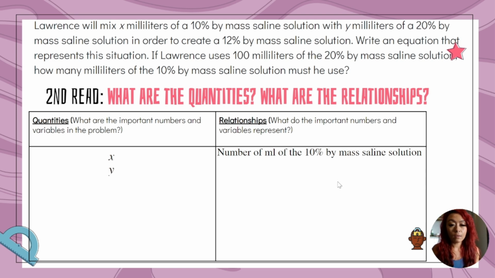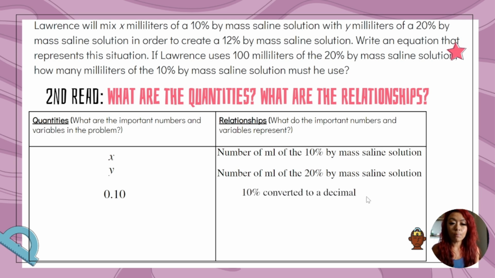Then we have Y. This is the number of milliliters of the 20% by mass saline solution. Now we have 0.10, right? 0.10 is 10% converted to a decimal. We're going to have to write an equation here. And when we have problems that deal with percent, we have to convert the percentage to a decimal in order to work with those numbers.